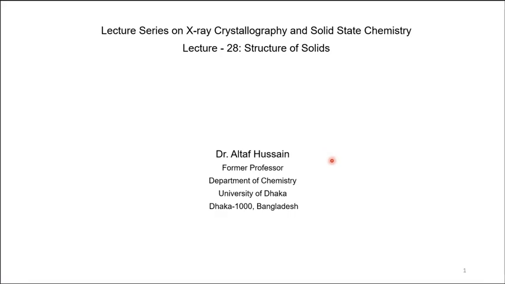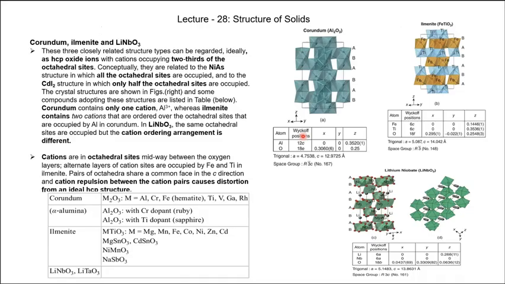Good afternoon. We are talking about the lecture series on X-ray crystallography and solid-state chemistry. This is the 28th lecture, and it is on structure of solids. Well, we have been discussing many classes of compounds and their structures in the last few lectures. Today, we'll start discussing three compounds whose mineral names are corundum, ilmenite, and lithium niobate. They are very closely related classes of compounds.